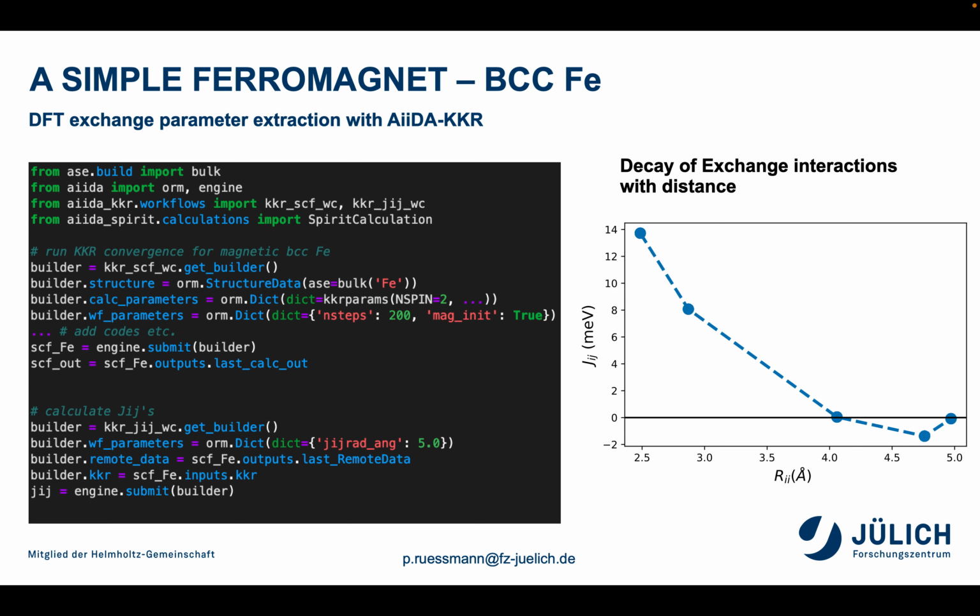We can then go on and feed the output of this calculation to the JIJ workflow that also exists in AiiDA-KKR, and that allows us to extract these exchange interaction parameters. On the right-hand side here, you see the result of this calculation, where the exchange interactions are shown as a function of the distance between the two atoms i and j. And the positive sign here means they favor parallel alignment, and a negative sign would mean anti-parallel alignment. So that is a little bit more complicated than just one number that we have to extract, but we really have to go to larger distances and take all this into account in our multi-scale model.